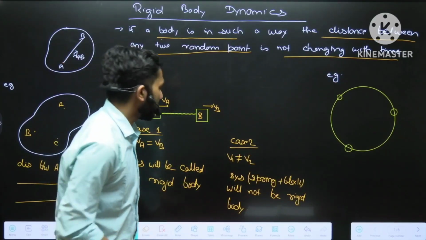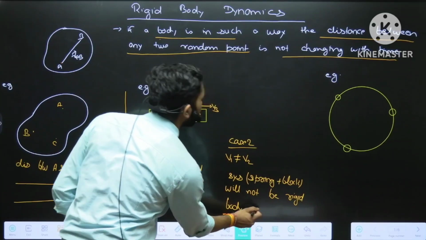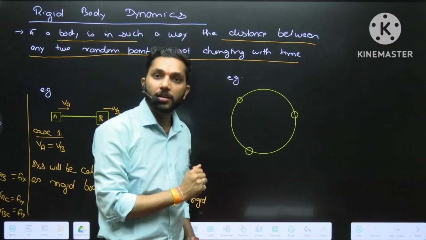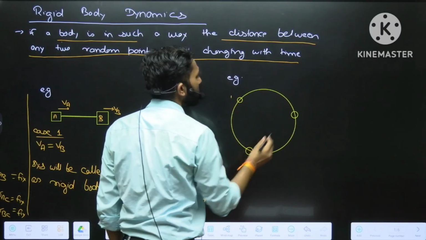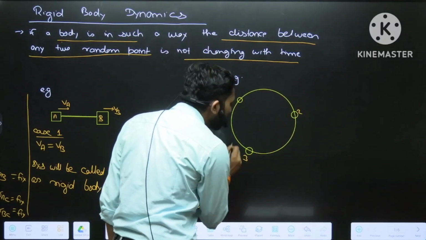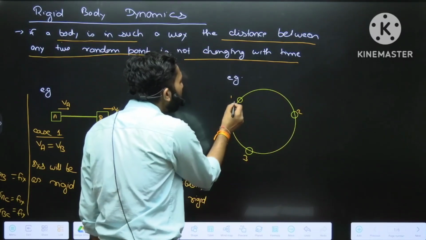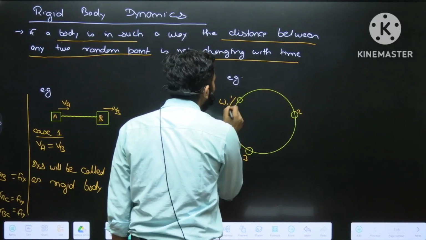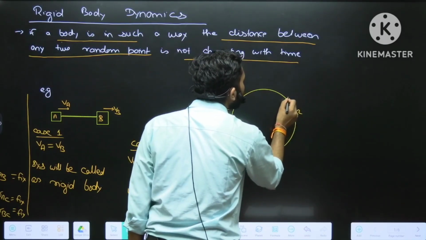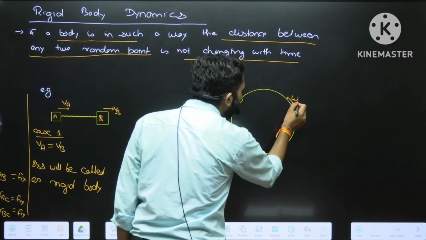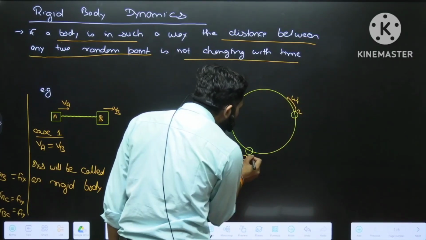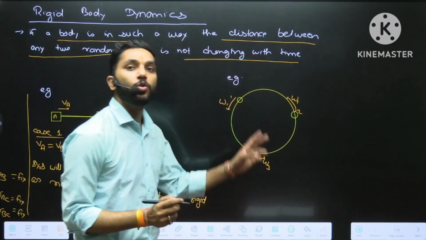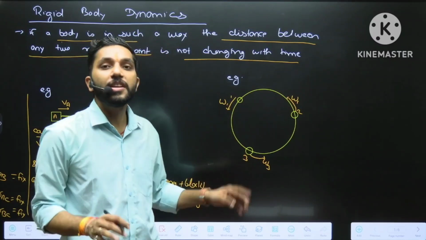Take another example. Assume that you have a circular ring. On it there are three beads: bead 1, bead 2 and bead 3. Assume that bead 1 has an angular velocity omega 1, bead 2 has angular velocity omega 1, and bead 3 has angular velocity omega 3. Two beads have the same angular velocity and bead 3 has a different angular velocity.